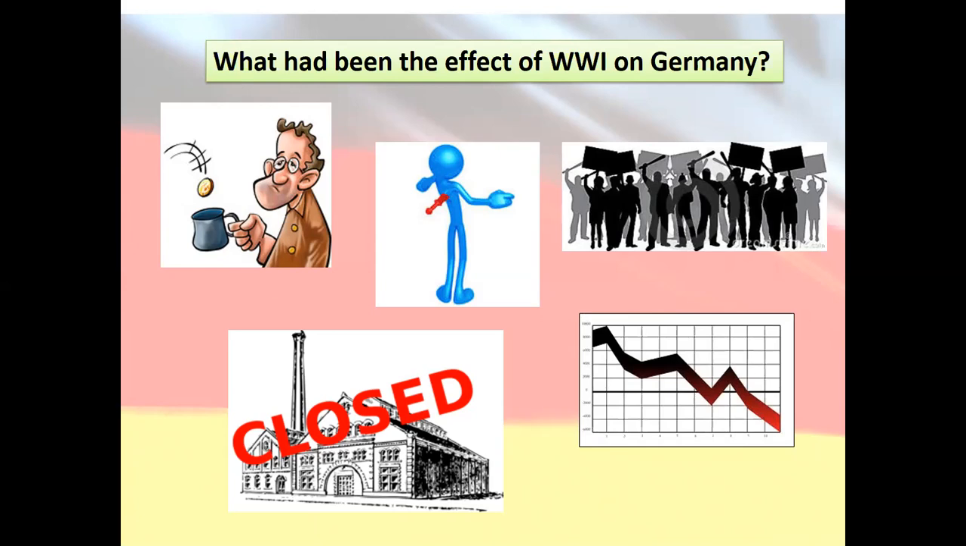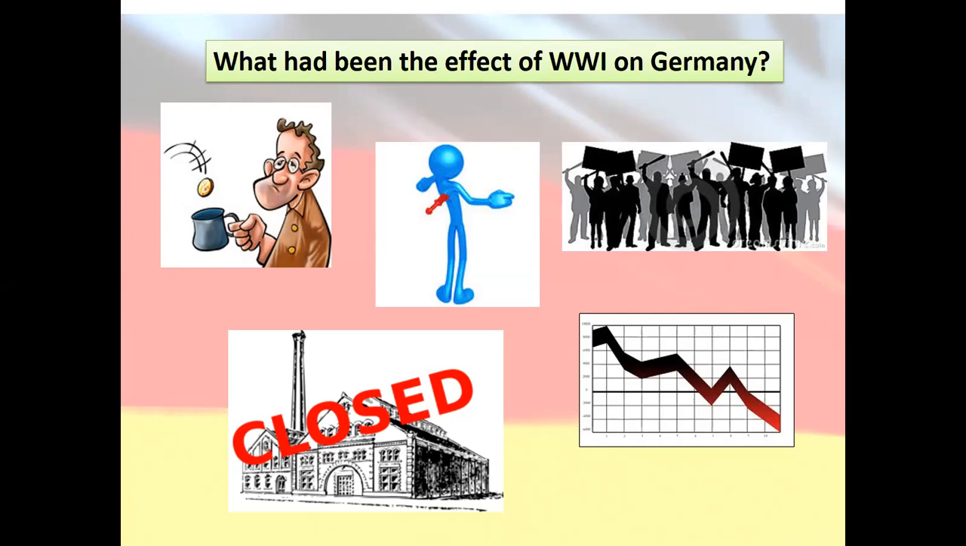And then you've got a blue figure being stabbed in the back. This is what the people thought the government had done to them by signing the armistice. The armistice was the agreement to say that the war was over on November the 11th, 1918.